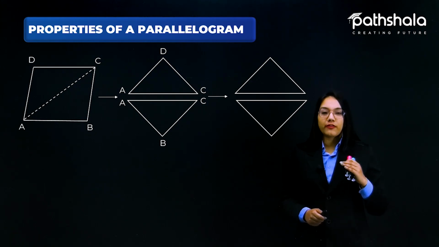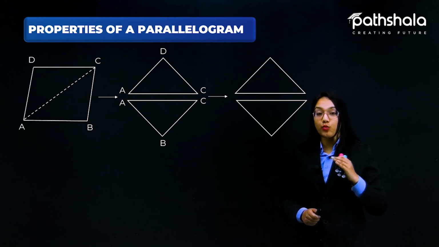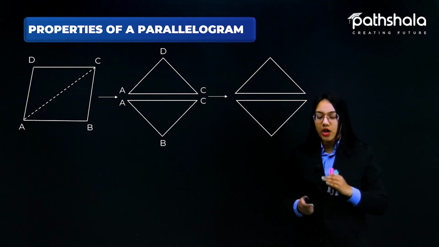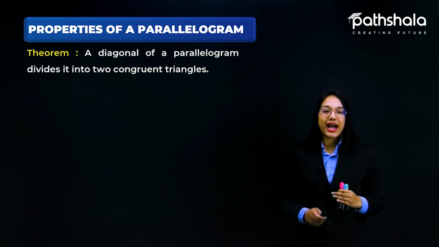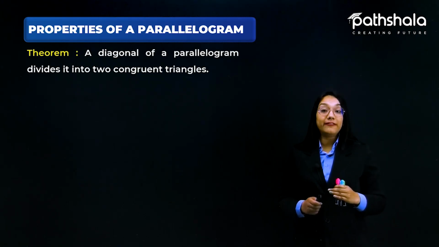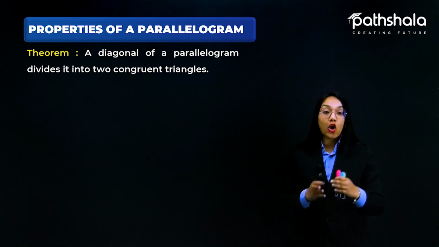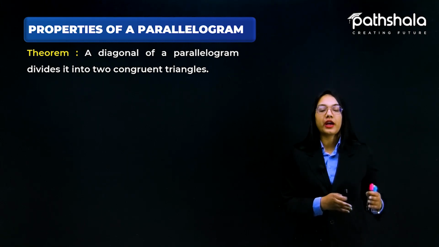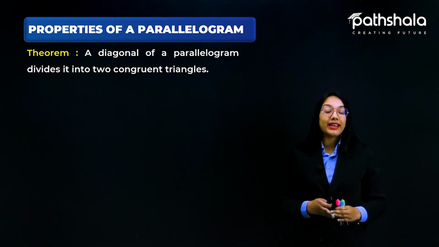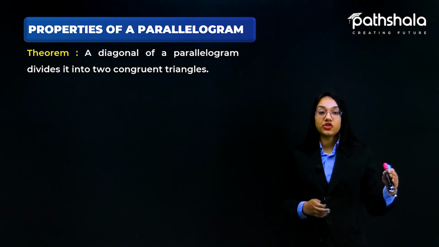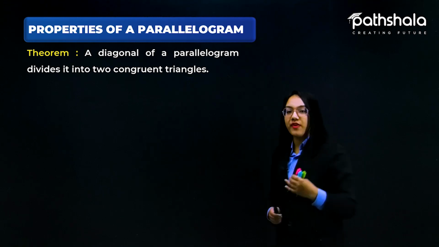Let us suppose I have to prove this fact, whether they are congruent to each other or not. This leads us towards the theorem which says that a diagonal of a parallelogram divides it into two congruent triangles. So I now have to prove that the diagonal of a parallelogram divides it into two congruent triangles. Let's verify this.